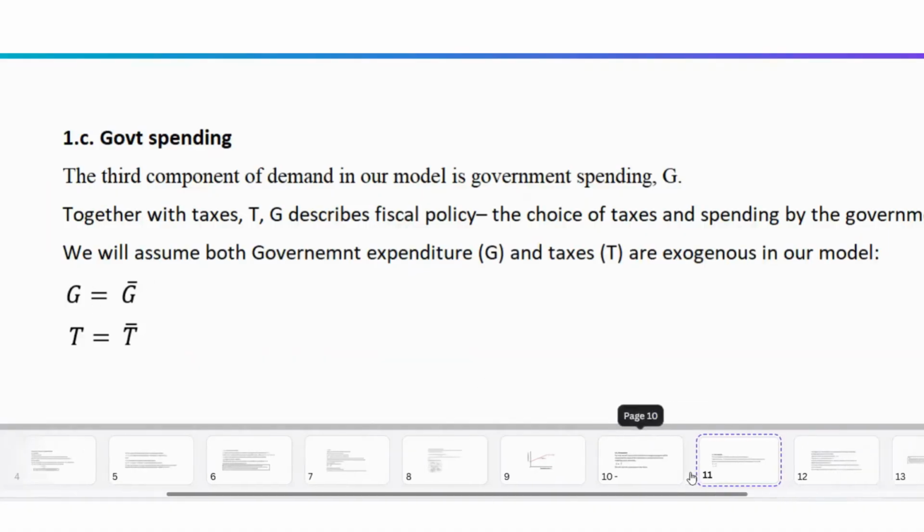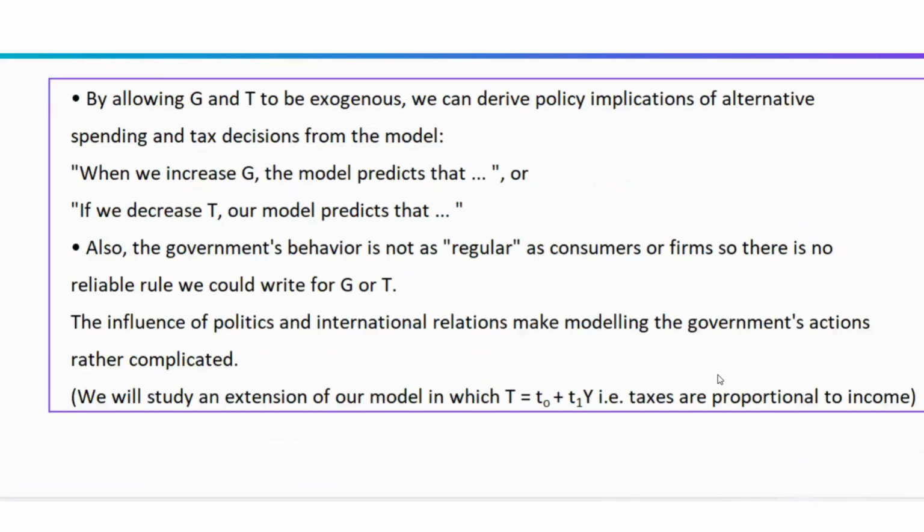Now, the reason we assume that G and T are exogenously given is, number one, by allowing G and T to be exogenous, we can look at the policy implications of alternative spending and tax decisions from the model. For example, we can see what our model predicts if G or T changes. And another reason is that the government's behavior is not as regular as that of consumers or firms. So there's no reliable rule we could write for G and T, because the influence of politics and international relations makes modeling the government's actions rather complicated. So these are the two reasons why we typically assume in our goods market model that G and T are exogenously given.